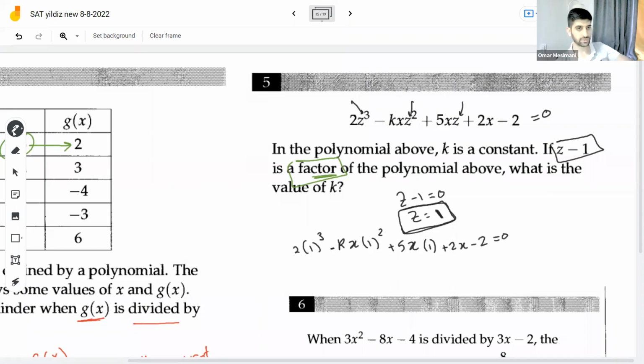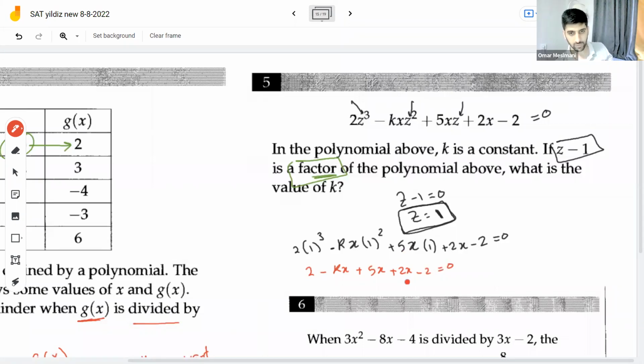All right, let's try to find the answer. 1 cubed is 1, multiplied by 2 is 2, minus 1 squared is 1, multiplied by x is just x, so minus kx, plus 5 times x times 1 is just 5x, plus 2x minus 2 equals 0.